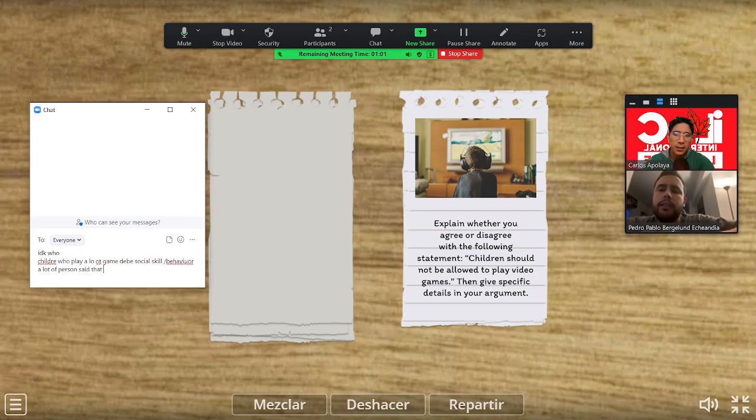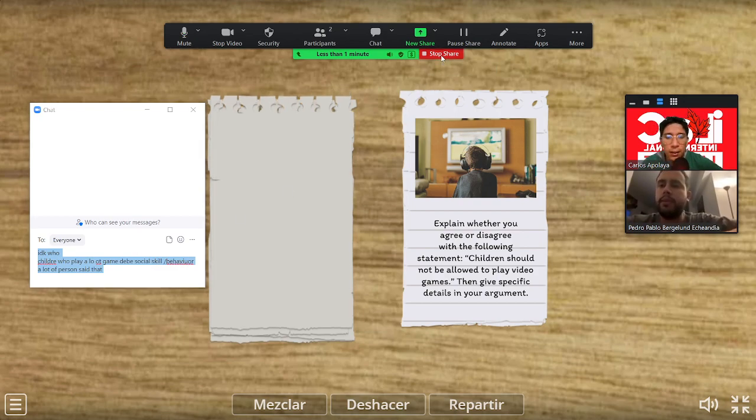Perjudicial, you can say are not beneficial. Que no te traen beneficios, ¿quieres decir eso? Yes. Okay, they are not beneficial. Beneficial. Con C, beneficial. Okay, beneficial. Okay, one second. Click in the same link, and we continue with this one. Okay, perfect. Again.